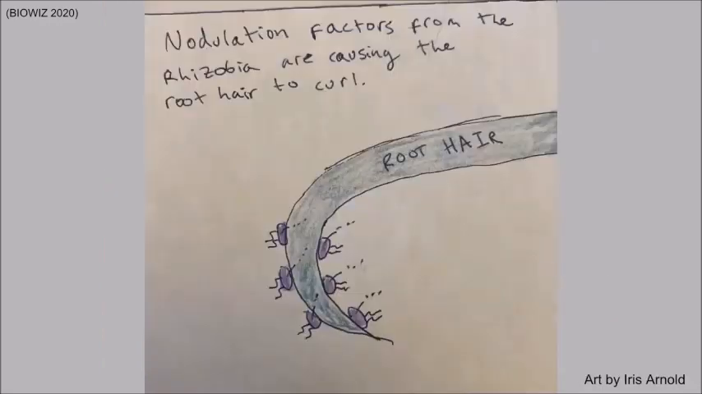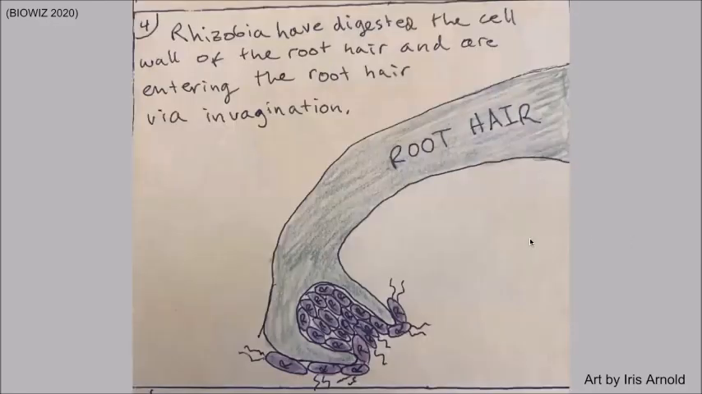Chemicals called nodulation factors are released from the rhizobium cells, which cause the root hair to curl. Now the rhizobium cells are able to digest the cell wall of the root hair and enter into the root hair. Rhizobium enters the root hair through invagination, which is the process of the cell membrane of the root hair being turned inside out or folded back on itself to form a cavity.